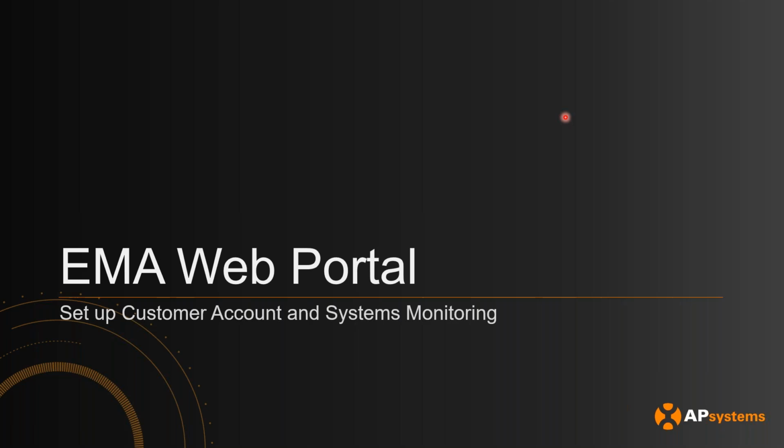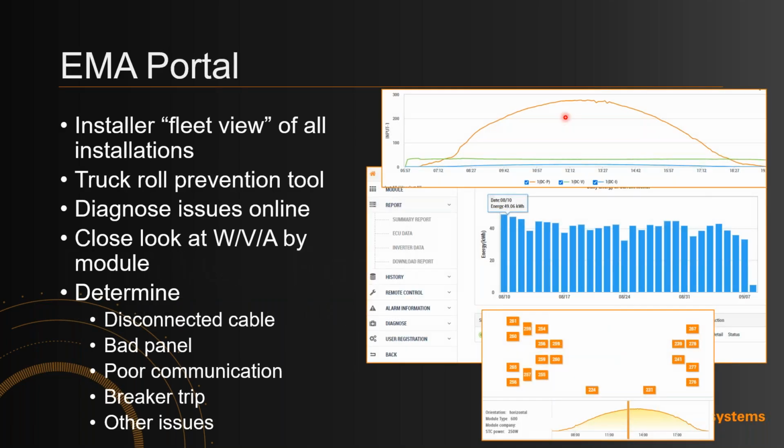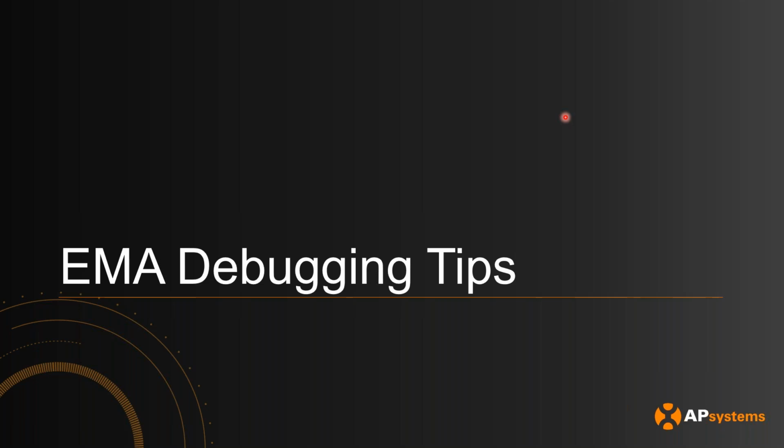Okay, great. So this is the EMA web portal. Instead of the app, this is the web portal where you can look at all the information on the website. And it's really helpful to be able to do some initial debugging before you go on site, to see where there could be some issues. So I'm not going to do a full overview of the portal. What I want to leave you with today is a couple of debugging tips, so you can go onto the EMA portal and take a look at what could be the issue before going on site. So here are some debugging tips.